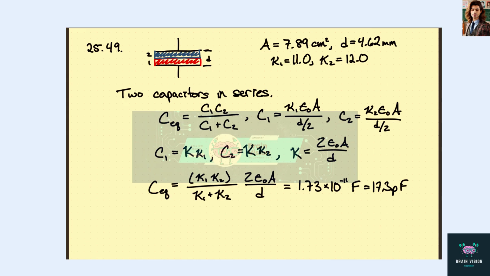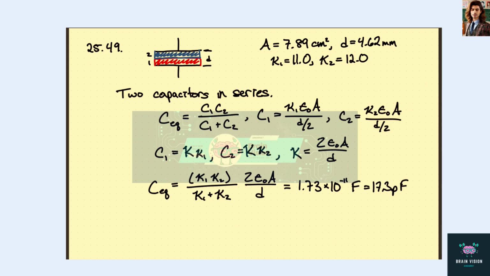We know that for two capacitors in series, the total capacitance is C1 times C2 all over C1 plus C2. And now we can get the capacitance in terms of the geometry and the dielectric constant. The first capacitor has a capacitance kappa 1 epsilon naught A divided by D over 2, and the second one has a capacitance kappa 2 epsilon naught A divided by D over 2.